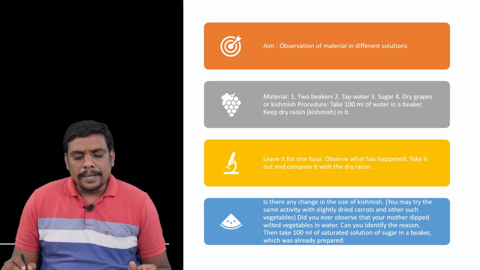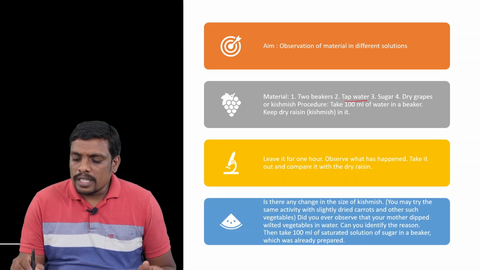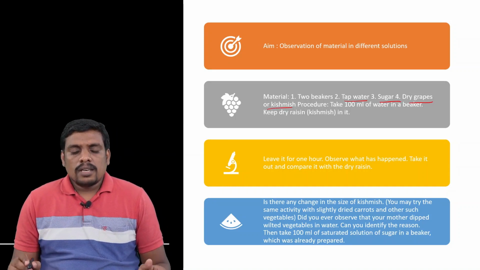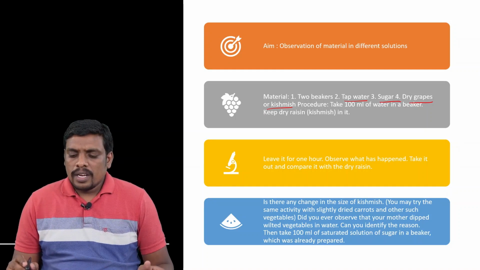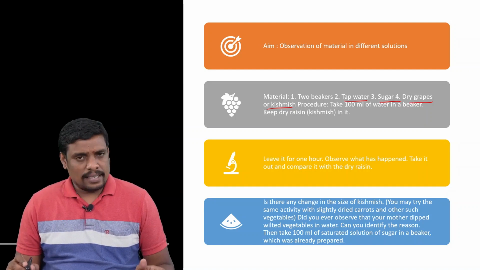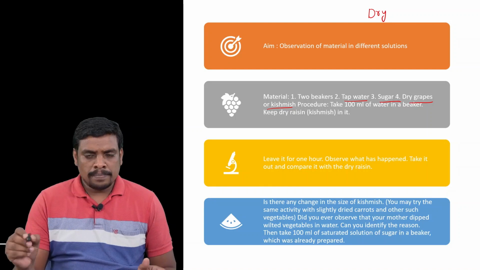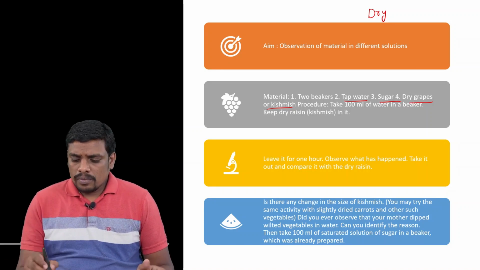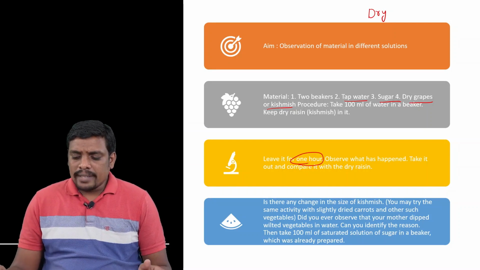We need some materials for this experiment. We need two beakers, tap water, sugar, and dry grapes, kismis. These are the materials which we require. Procedure. Take 100 ml of water in a beaker. Keep the dry raisin in it. If you keep dry raisin or dry kismis in it, what will happen? Leave it for 1 hour. We have to wait until 1 hour and observe what has happened.